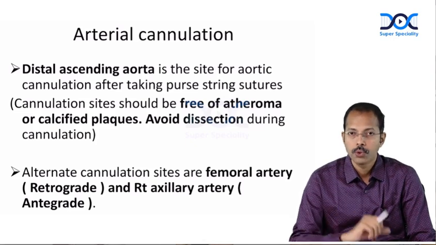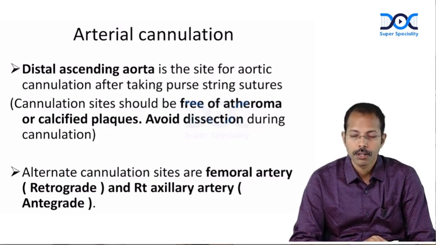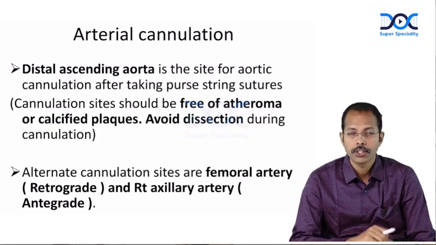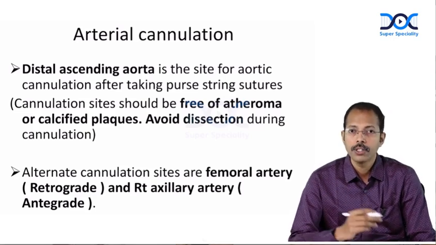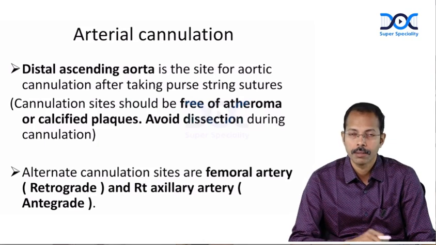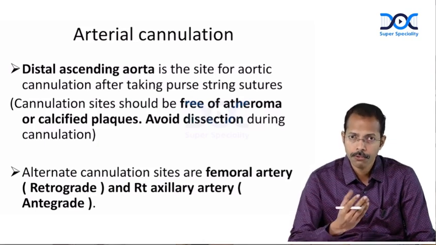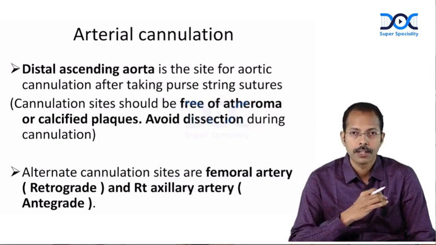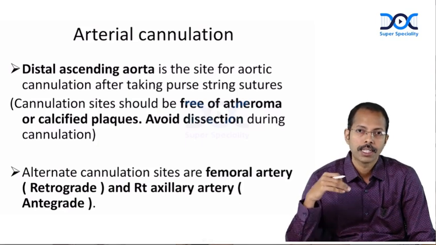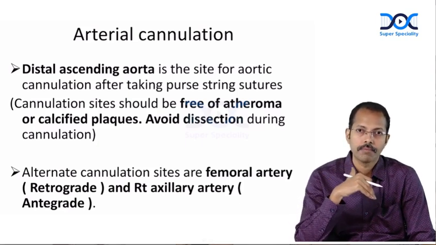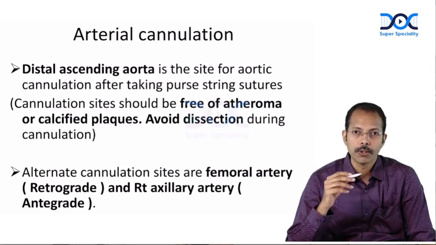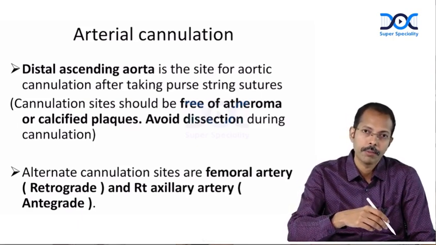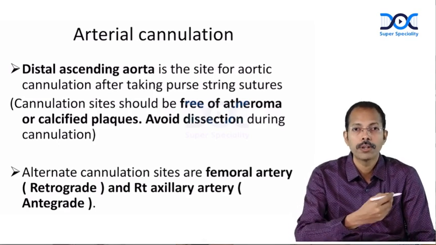The cannulation site should be free of atheroma or calcified plaques. We should avoid dissection during cannulation. That is very important. What are all the alternate sites of cannulation apart from the ascending aorta? Femoral artery and axillary artery. Axillary artery is somewhat an antegrade route of blood flow only. Coming to the femoral artery cannulation, it will be called retrograde, because blood flow is coming from the femoral artery in a retrograde fashion.